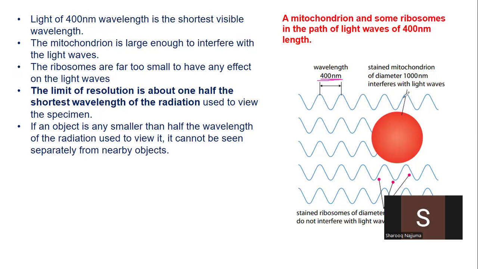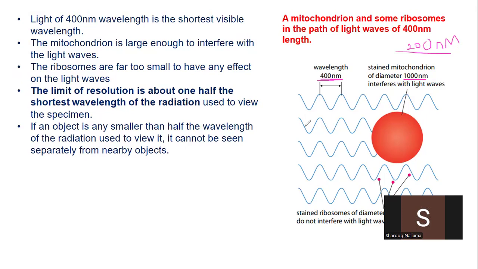And in this case, we are having two structures. We have a mitochondrion and we also have a ribosome. Mitochondria usually have a diameter of around 1000 nanometers, so they are big in size. You can see they are bigger than 200 nanometers, which is the limit of resolution of a light microscope.